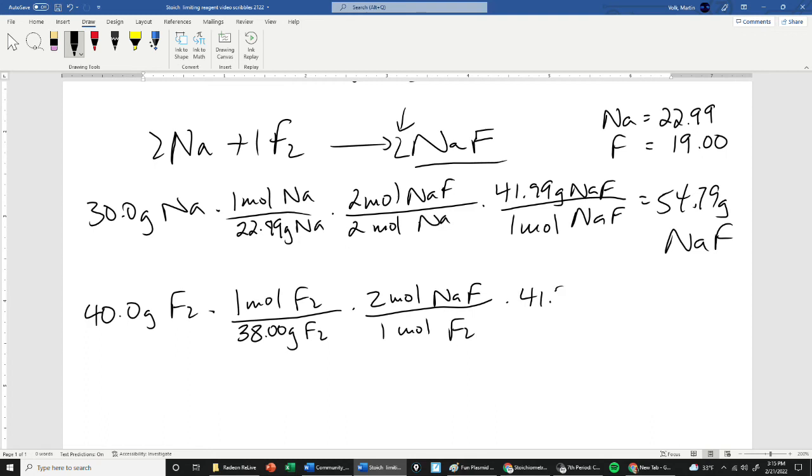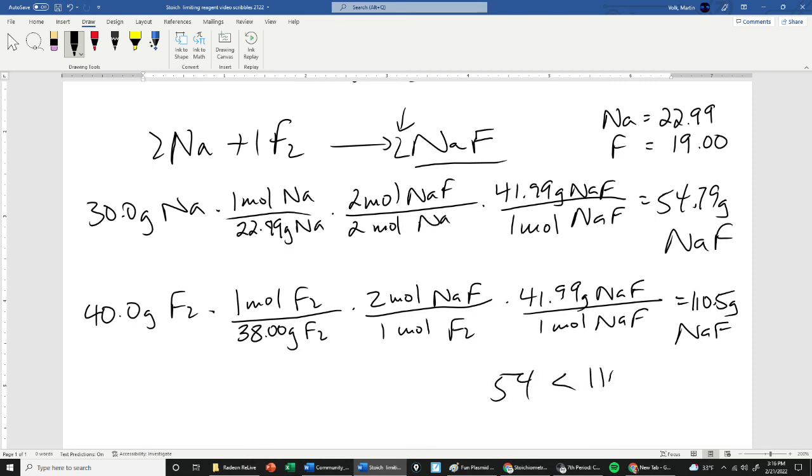The molar mass of that is still 41.99. That didn't change, so we got that figured out from last time. Makes that nice and easy. And then we plug it in. 40 divided by 38 times 2 times 41.99. I'm skipping all the 1s. I'm not dividing or multiplying by 1 to save time. Alright, that gives me 110.5 grams of NaF.